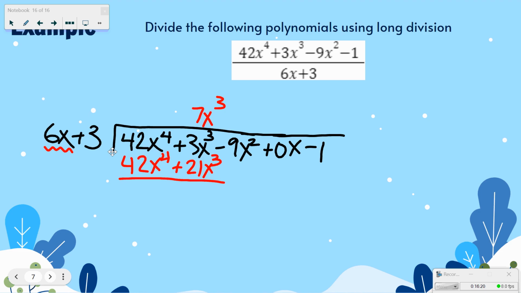So who remembers with long division, what do I do next? Subtract. And I forgot to mention this earlier. If you have a different colored pen or a different colored pencil, or if you want to grab one from that blue book in the back of the room, it is really helpful to have a different color right here.